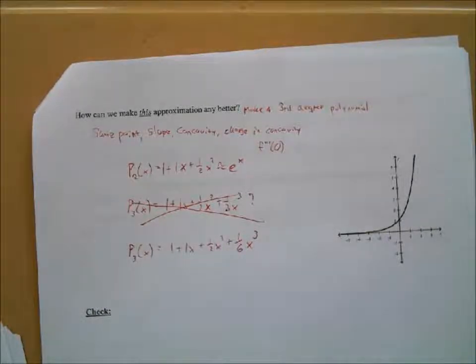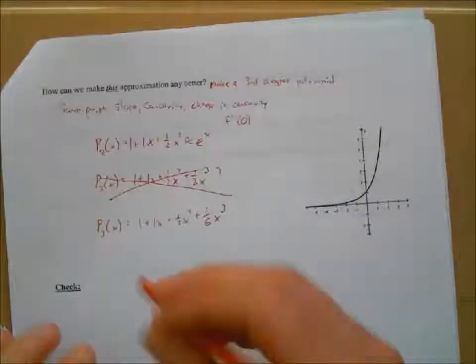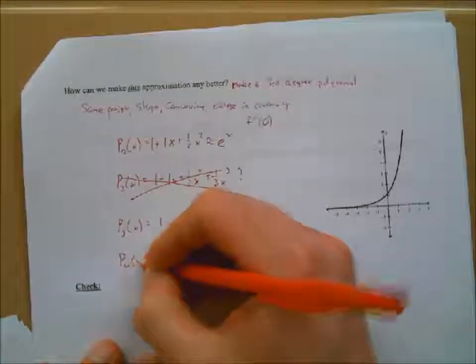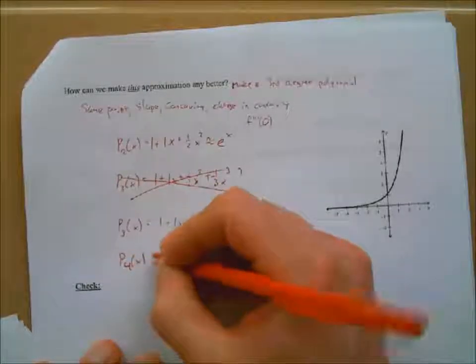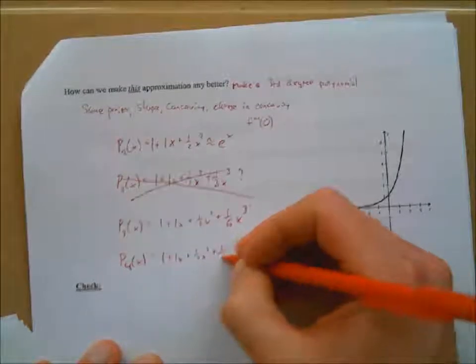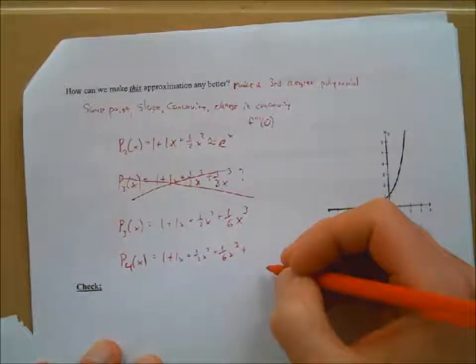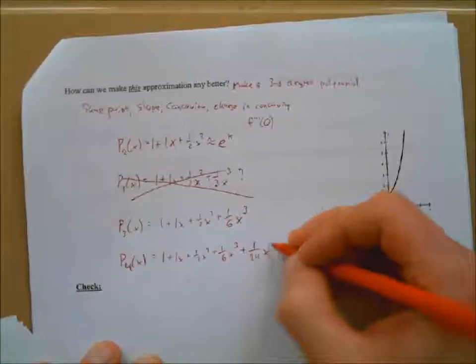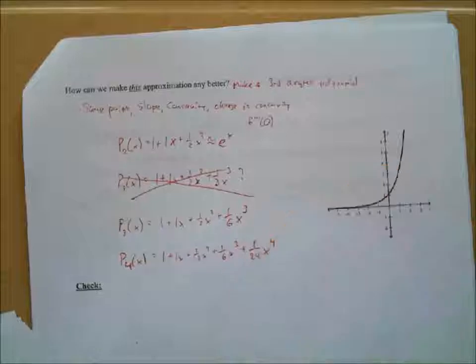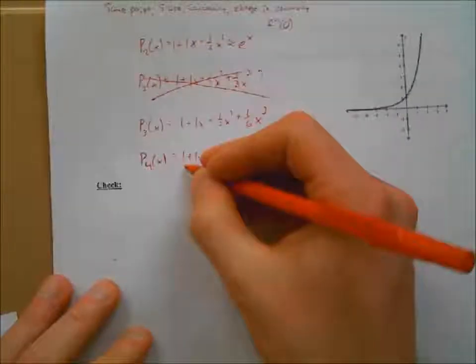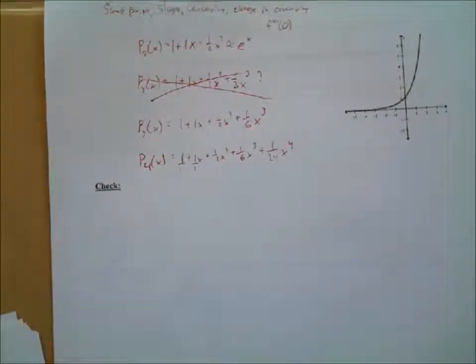Okay, so with that in mind then, what do you think p sub 4 of x will be? 1 plus 1x plus 1/2 x squared plus 1/6 x cubed plus 1/24 x to the 4th. Yep, and you guys then can go from there, right? Okay, so do we start to see some pattern here now? What if I put this 1 over a 1 and this 1 over a 1 as well? What do we see?